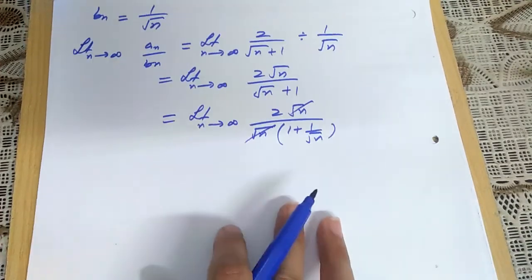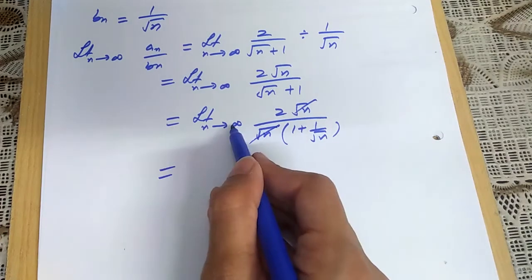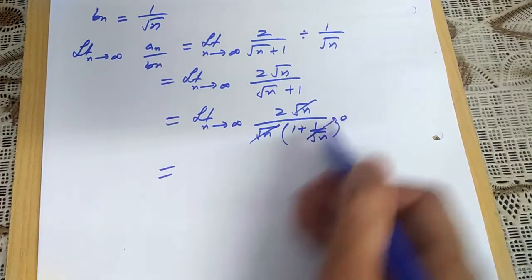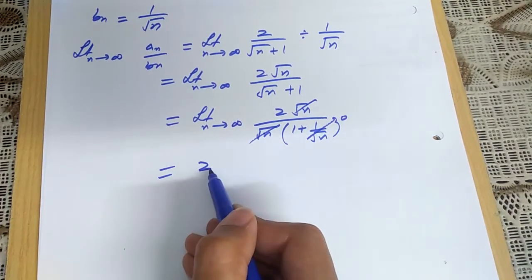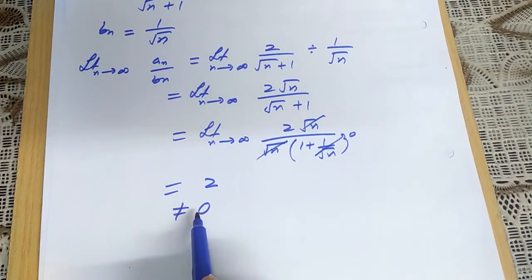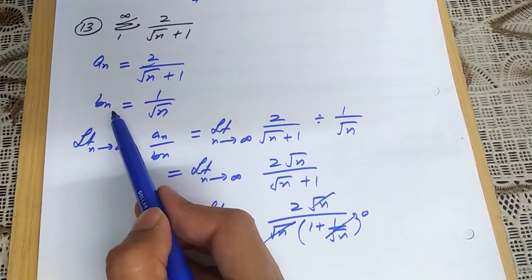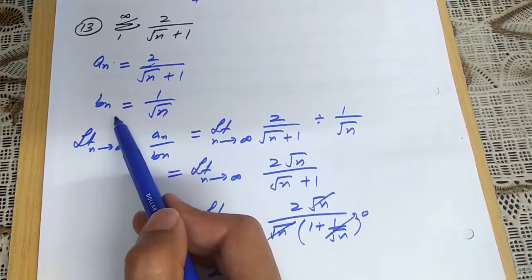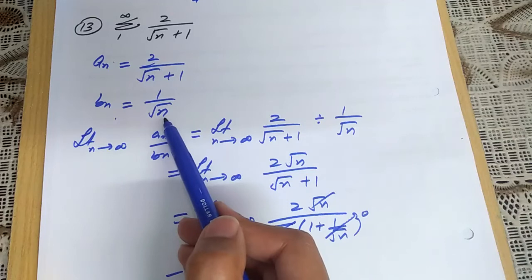This under root n and under root n can be cancelled out, and after applying infinity, this term goes to 0. You will get here 2. And this is not equal to 0. Since it is not equal to 0, both Bn and An will behave alike. Both will show the same behavior.